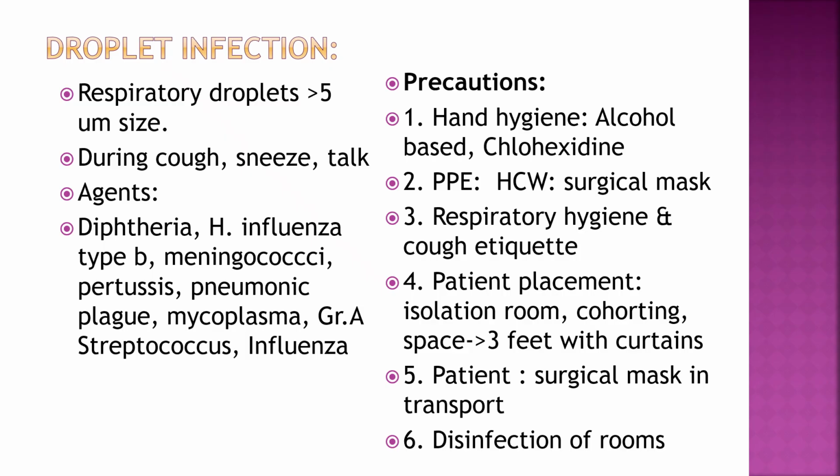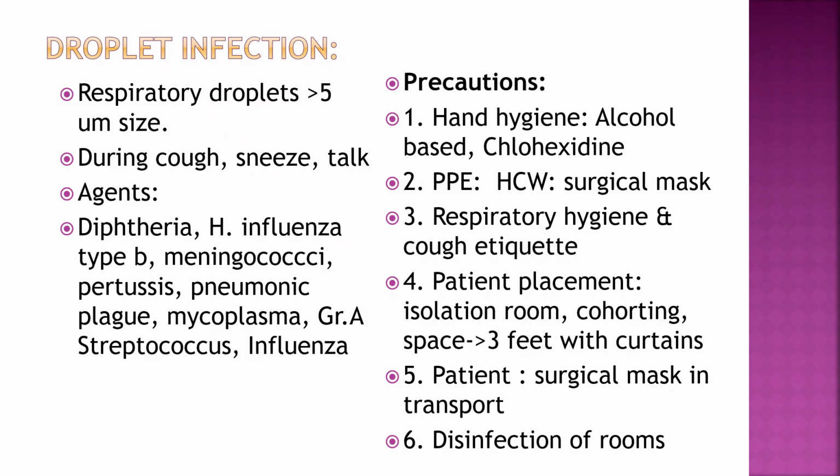So when can it happen? Respiratory droplets are more than 5 micrometer in size. During cough, sneezing or talk, these droplets can spread the infection. Agents most commonly are diphtheria, the Corynebacterium diphtheriae, H. influenzae type B, meningococci, pertussis bacteria, then plague, mycoplasma, streptococcus and influenza.